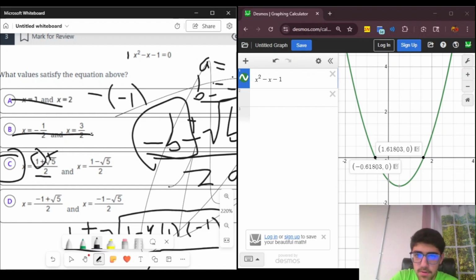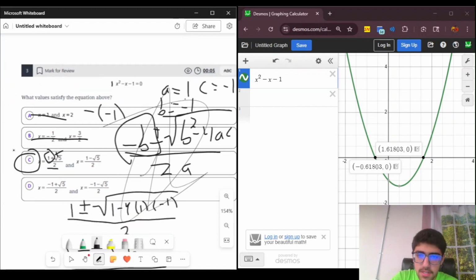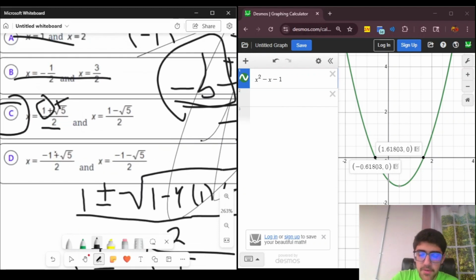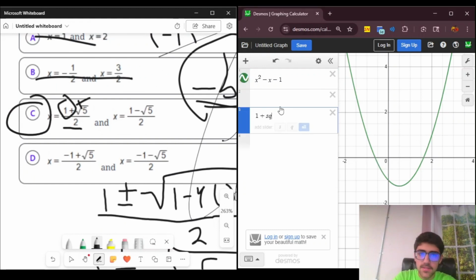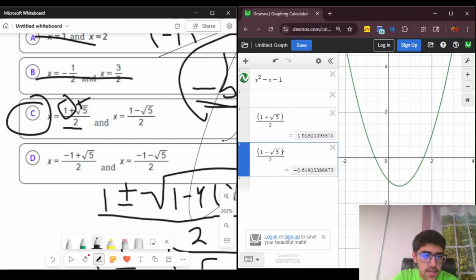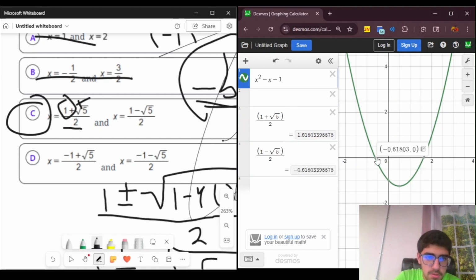So automatically you know that it's not A or B. These are whole numbers, they're not weird decimals like this. So you know it's going to be either C or D. So from here, unless you can somehow get a decimal from this, you have to use the calculator. So you put 1 plus the square root. By the way, if you want to put the square root, you just type SQRT, and it puts the square root for you. So square root 5, and all of that divided by 2. That gives you 1.618033. And then you can put 1 minus, and that should give you the negative 0.61, which is the two numbers you got here.